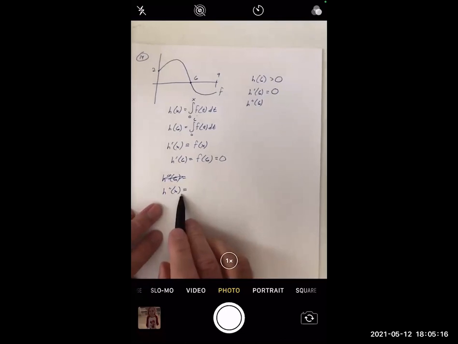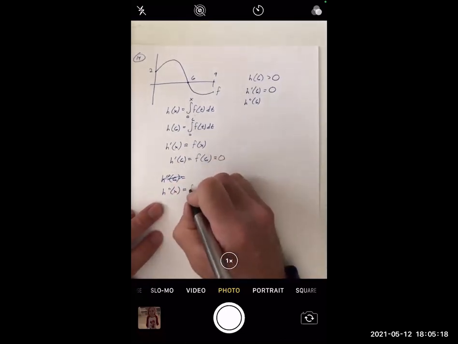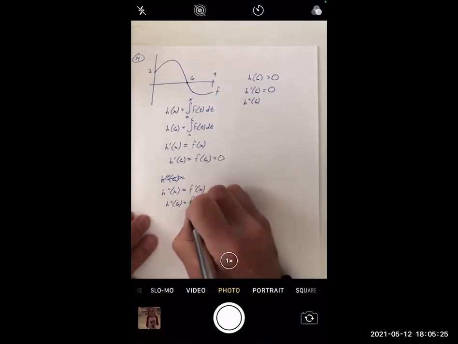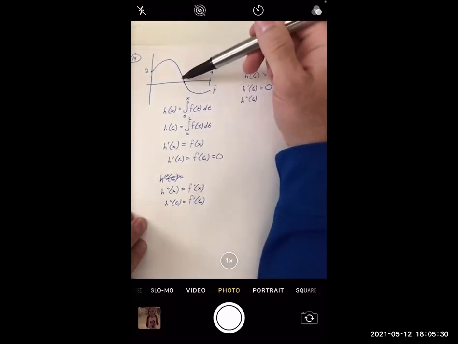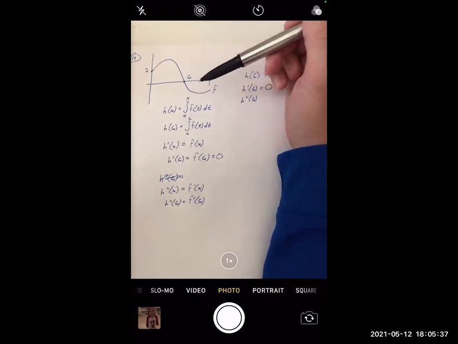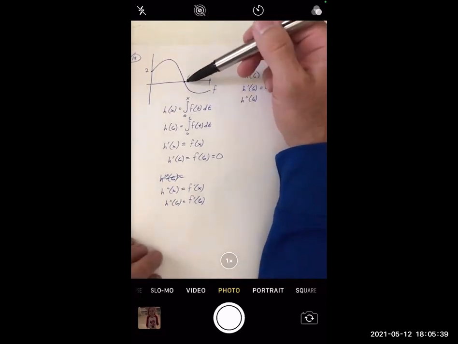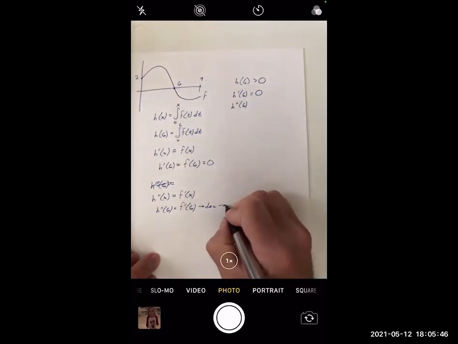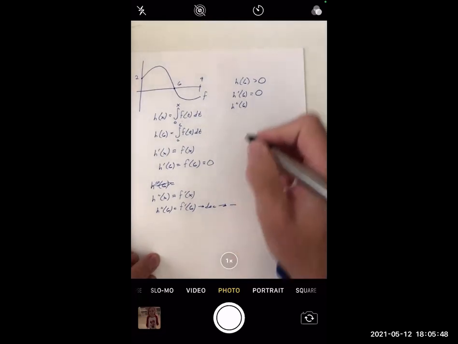The second derivative of h is going to equal the first derivative of f. So if you plug 6 into the function, what is f doing at x equals 6? Is it increasing or decreasing? Decreasing. It's decreasing. So if it's decreasing, that means it's a negative.